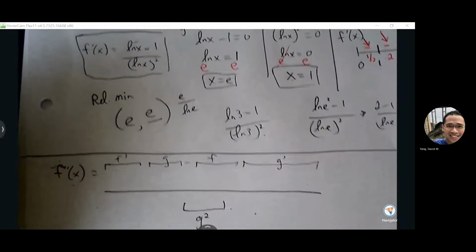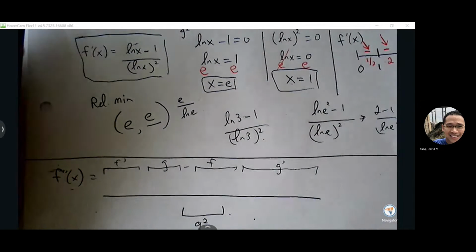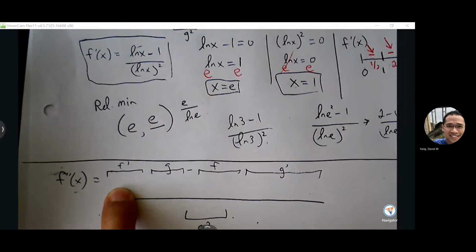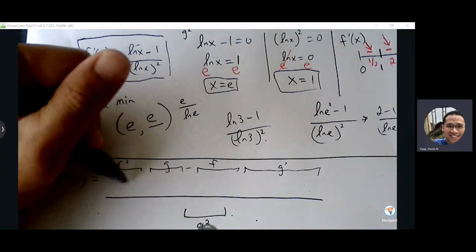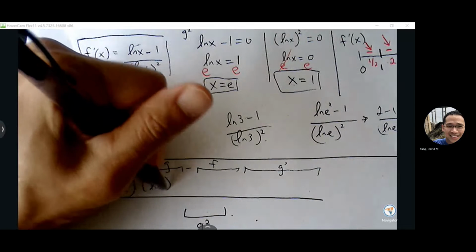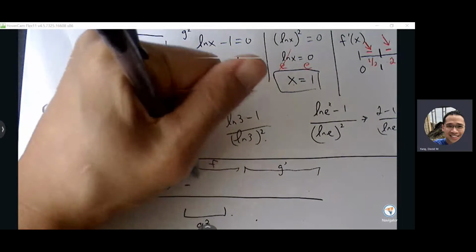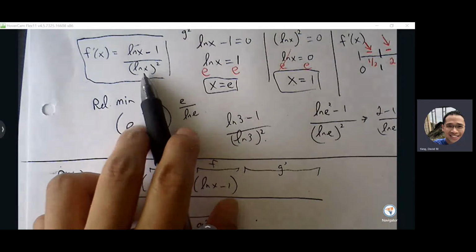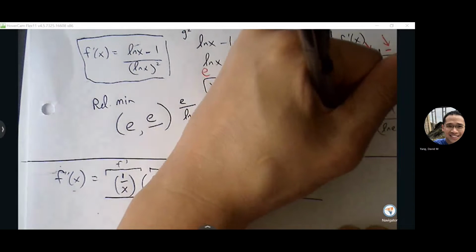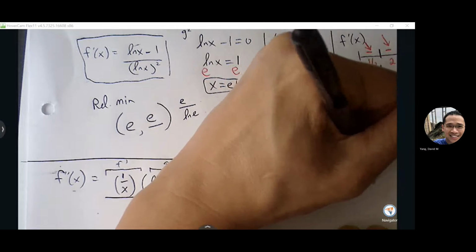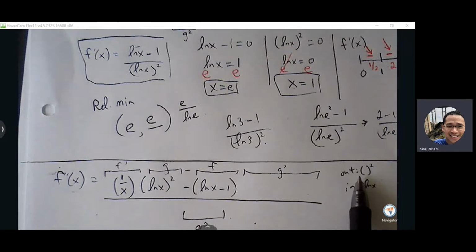Okay, f prime times the g function. Back to f. g prime: outside times inside's derivative. Okay, what's outside's derivative?